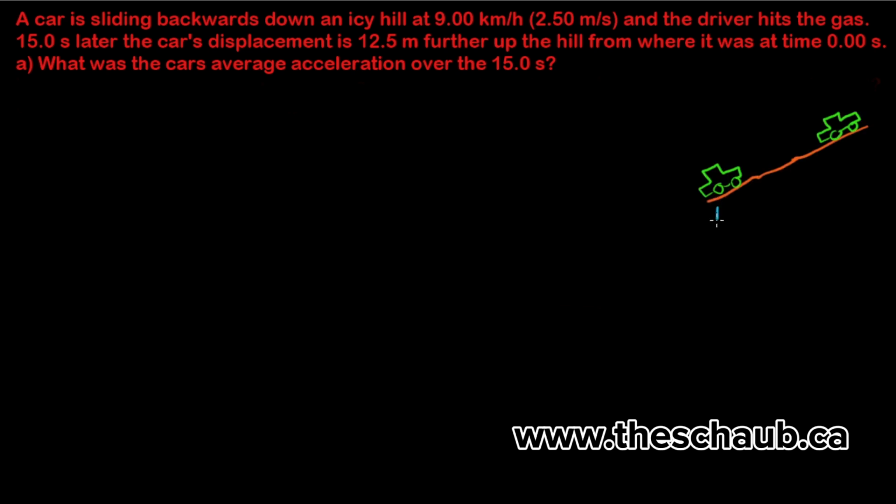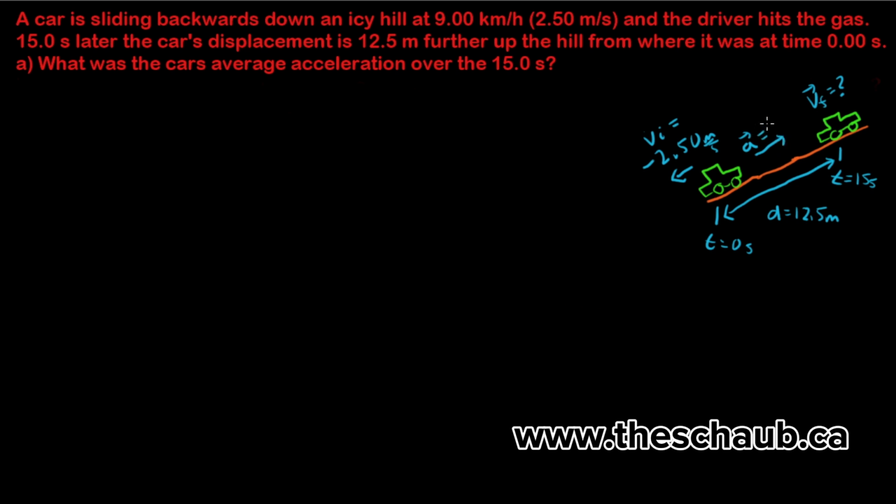At time t equal to 0, our car is here on the hill. 15 seconds later, at time t equal to 15 seconds, our car is here on the hill. These two cars are a distance 12.5 meters apart. Our car has an initial velocity backwards at minus 2.50 meters per second. That's our velocity initial. Our velocity final of our car is unknown. Also, the acceleration of our car is also unknown.